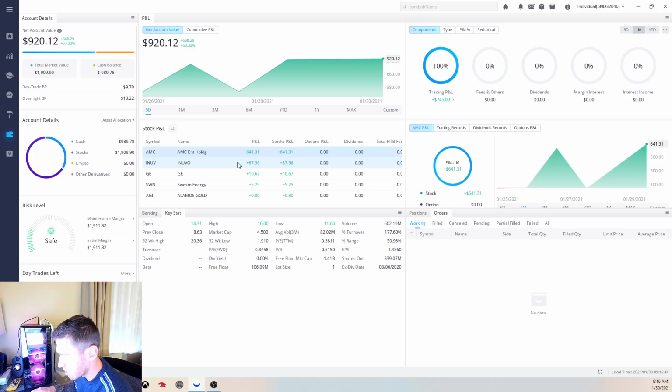So you can see that I closed out of Inuvo on my WeBull account. I didn't have much money in that. I think it was like $100, turned $87 profit. GE, this was some of my free stocks that I received. Swin, AGI, free stocks that I received. It'll show your overall risk level, your maintenance margin, your initial margin, your account details.